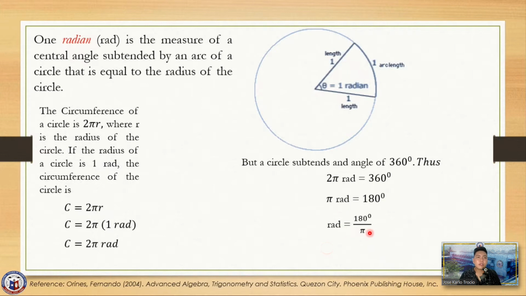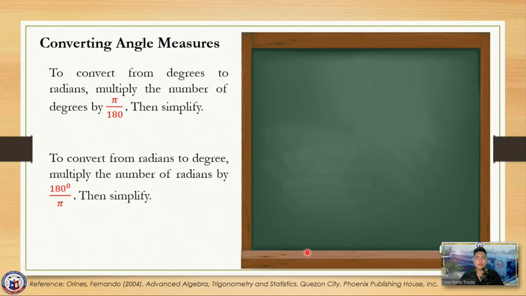Therefore, the value of 1 radian is 180 degrees over pi. And the pi, we know already, which is 3.14. Look at this. 1 degree is equivalent to pi over 180 degrees. That is the reciprocal. Later on, we will have concrete examples.